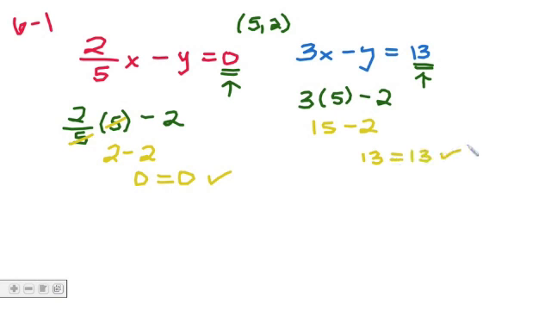So yes, since they both checked, the way we write our correct answer is we say (5, 2) is a solution. And that's what you would write in your answer column. Okay, let's try another one.